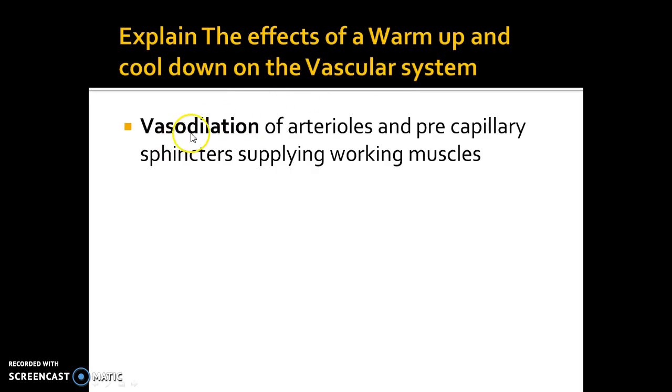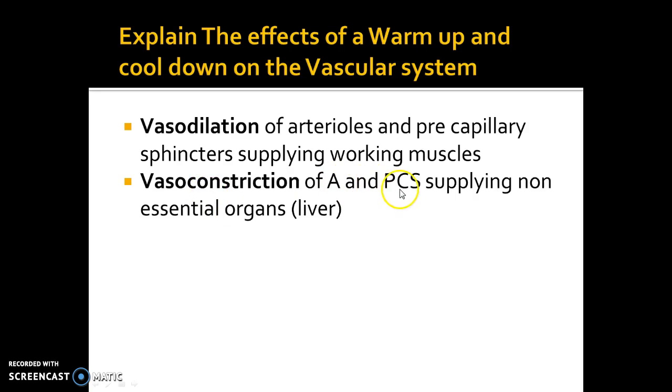So starting off, there is vasodilation, remember that key term, for widening of arterioles and precapillary sphincters supplying working muscles, and then conversely you've also got vasoconstriction of the arterioles and precapillary sphincters supplying the non-essential organs. So this should be very familiar from when you did your lesson on redistribution of cardiac output.